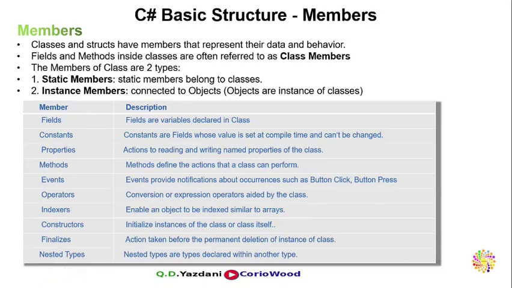And then we have indexers. So what is indexers? Indexers enable an object to be indexed similar to arrays. Indexed value can be set or retrieved without explicitly specifying a type or instance. So indexers resemble properties, except that their accessors take parameters.